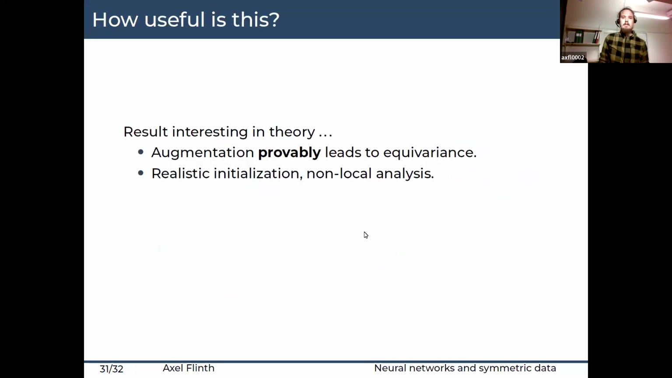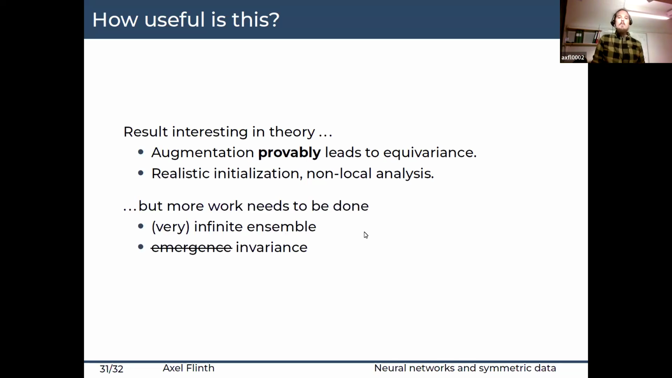This is in some sense a quite interesting theoretical result, in that it gives us a setting where we can actually prove that augmentation leads to equivariance. And it's somehow more realistic than what we did before. Initializing my network with weights in a certain subspace is not something that one would do in practice, but initializing it randomly using a Gaussian weight distribution is something that one would really do. In that sense, the analysis is non-local. We start it anywhere in space, not on a confined subspace E.